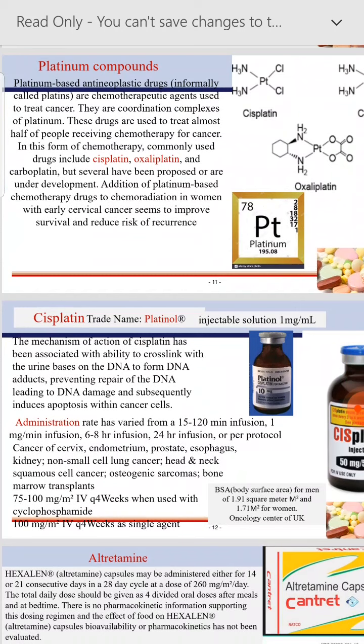The mechanism of action of cisplatin has been associated with the ability to cross-link with the purine bases on the DNA to form DNA adducts, preventing repair of DNA, leading to DNA damage, which subsequently induces apoptosis in cancer cells. Administration has varied from 15 to 120 minutes of infusion, at 1 milligram per minute.